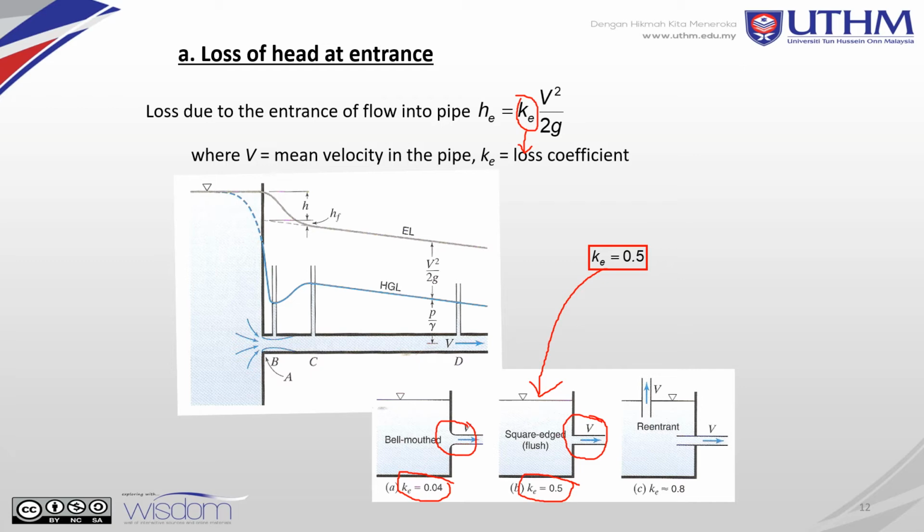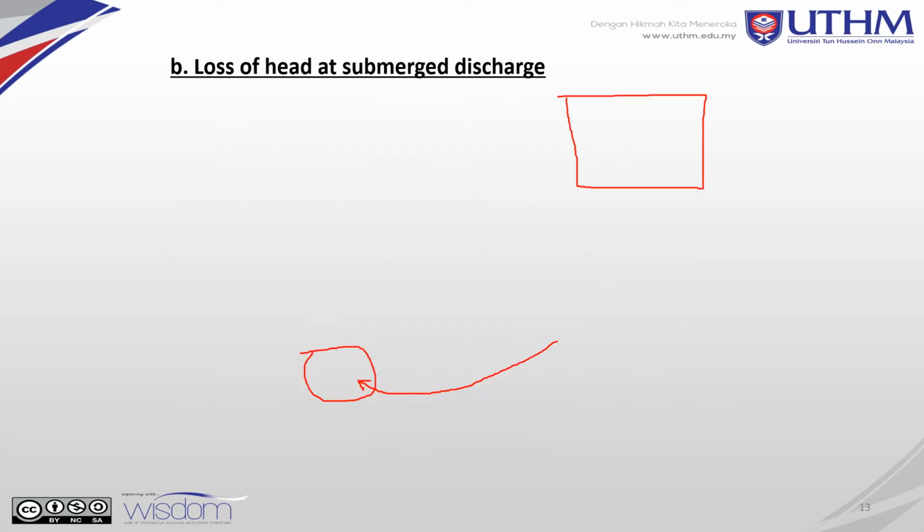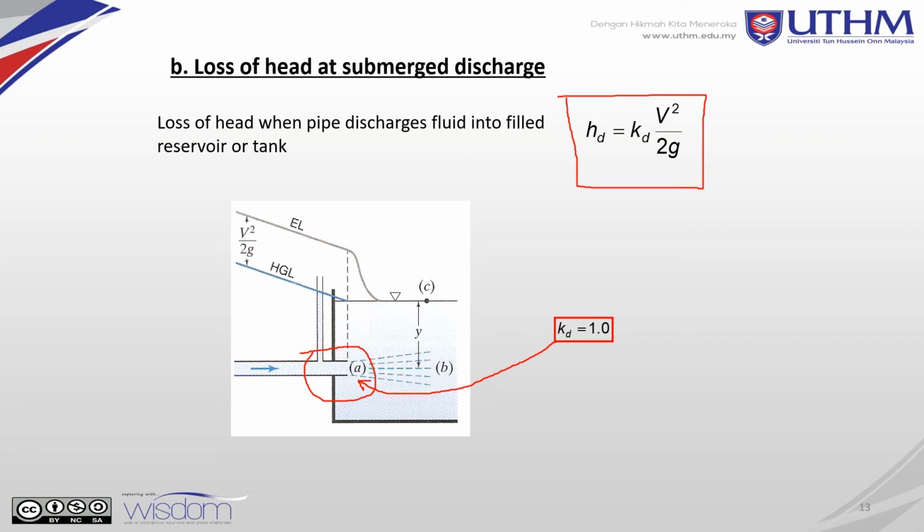Okay, loss of head at entrance. Now the submerged discharge, because the flow goes from the pipe submerged into the reservoir. That's why the KD coefficient of the submerged discharge here is 1. This is the loss of head when a pipe discharges fluid into a filled reservoir or tank. We use HD for the discharge, equal to KD V squared over 2g.